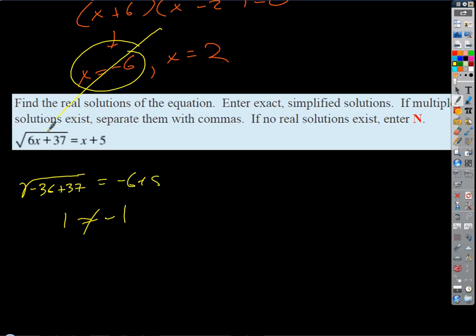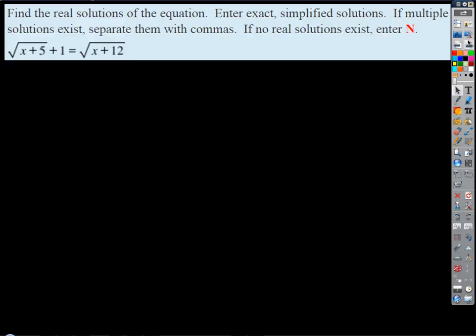If we try 2, let's see if that works. If I plug 2 in, I'm gonna get the square root of 6 times 2, which is 12, plus 37 is 49. Is that equal to 2 plus 5? Yes, 7. It works, doesn't it? Square root of 49 is 7. So that one checks.